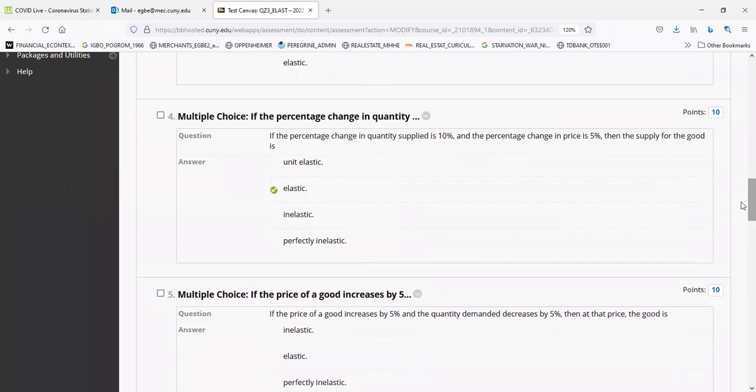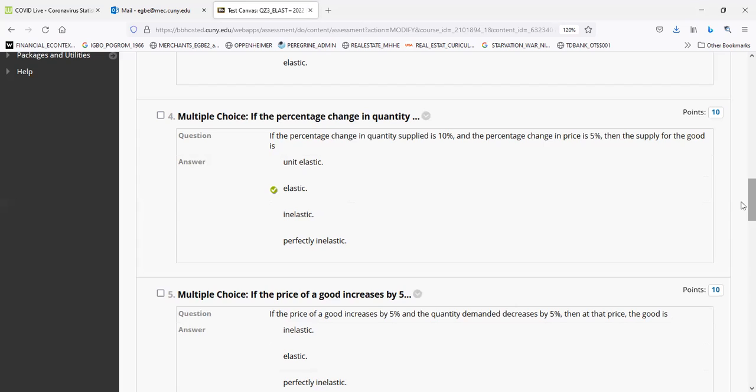If the percentage change in quantity supplied is 10% and the percentage change in price is 5%, then the supply for the good is... Now, here you have to calculate the elasticity. And when we go to the interpretation of elasticity, what is it that we are told?